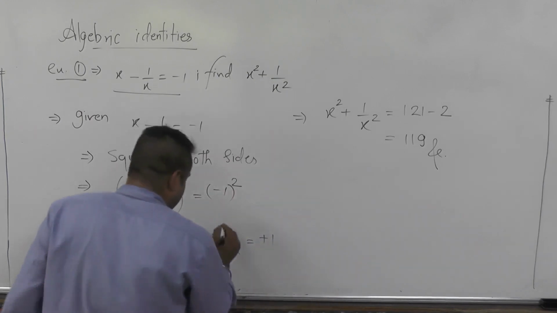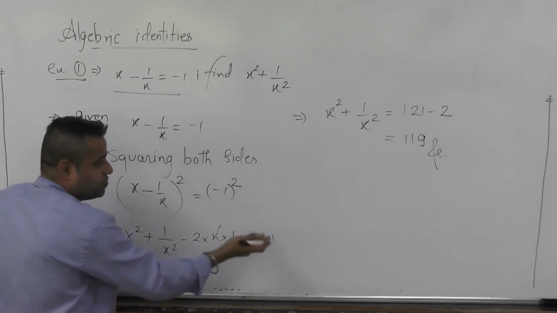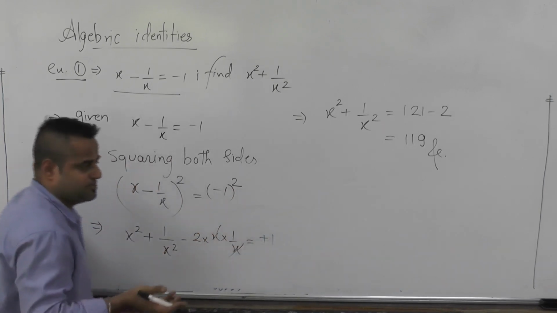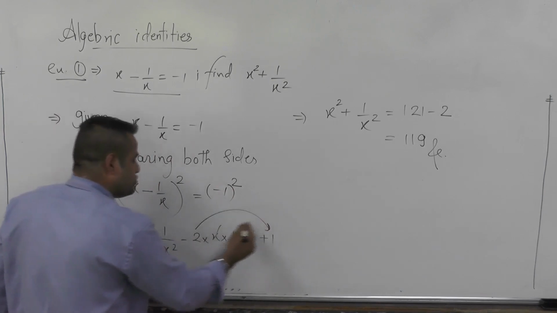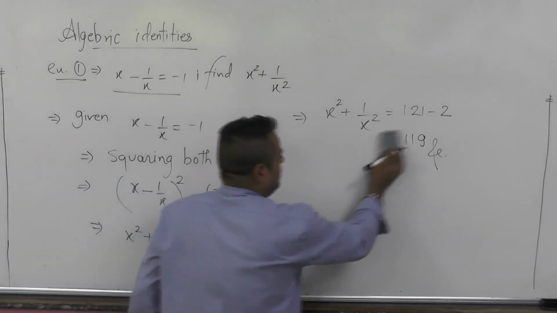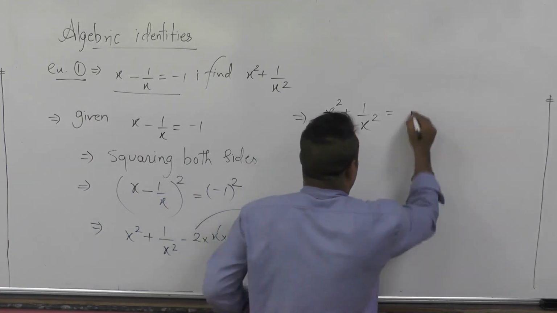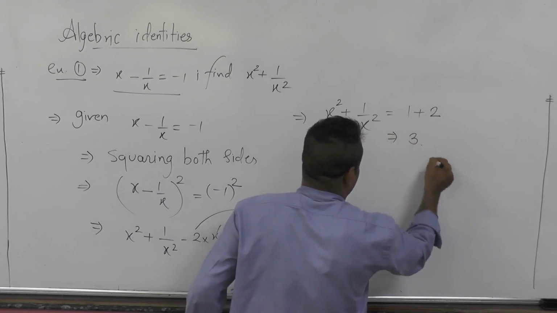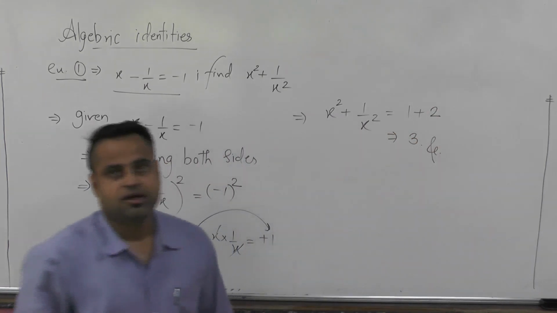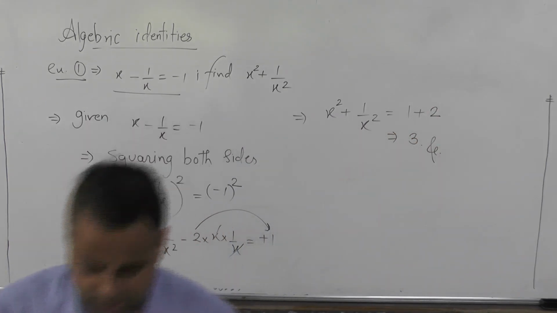Now again x will get cancelled. Minus 1 square, you all know that minus with an even power becomes plus, 1 square is 1. Again this minus 2 will transpose to the other side, so this will become 1 plus 2, and that gives us 3. This is how we can get the answer for the negative term.